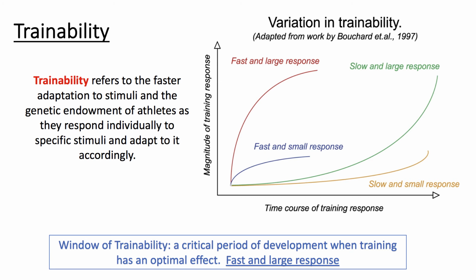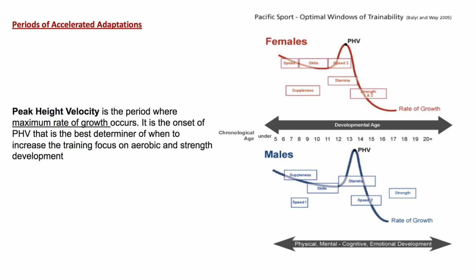Ultimately, everyone has this window of trainability, which is defined as a critical period of development when training has an optimal effect. So where you see fast and large responses. This window of trainability does vary per person. An example of a period of accelerated adaptation is something called peak height velocity, which is a period where maximum rate of growth occurs. And it is the onset of peak height velocity that is the best determiner of when to increase the training focus on aerobic and strength development. This peak height velocity is usually during the periods of puberty in females and males.